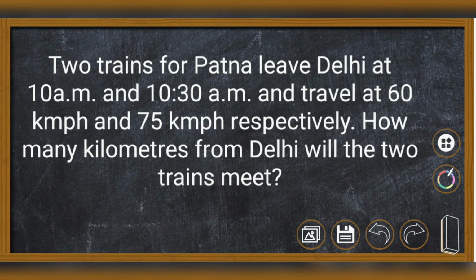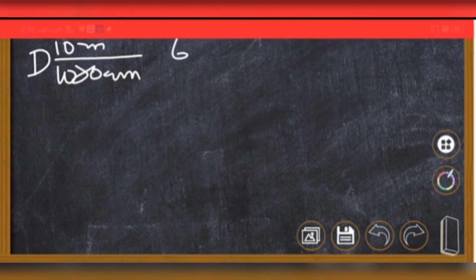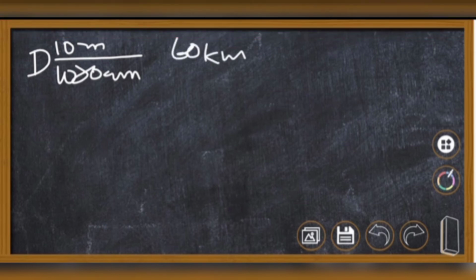Two trains from Patna leave Delhi at 10 am and 10:30 am and travel at 60 km per hour and 75 km per hour respectively. How many kilometers from Delhi will the two trains meet? They are moving in the same direction, two times are given and two speeds are given. What is the direct formula?